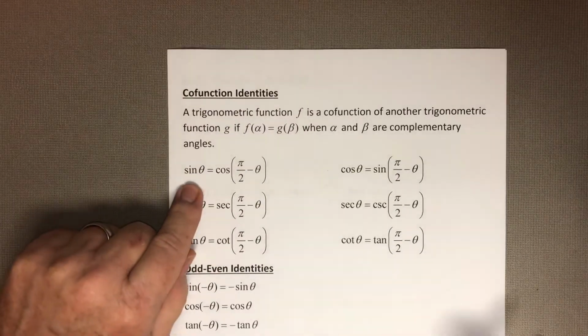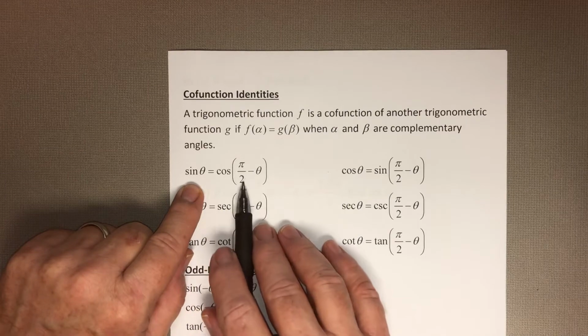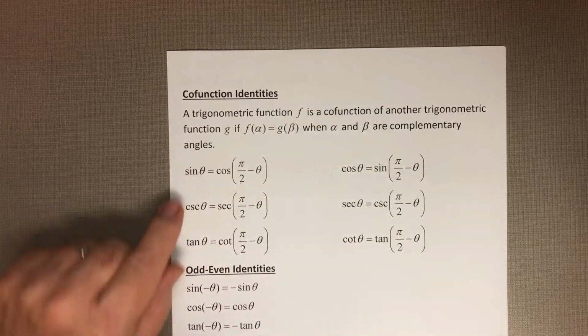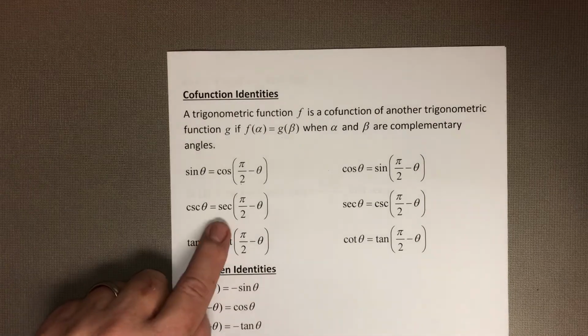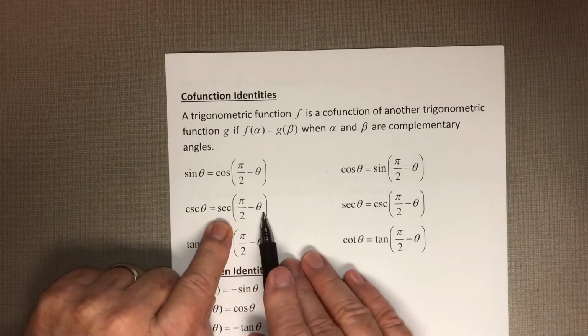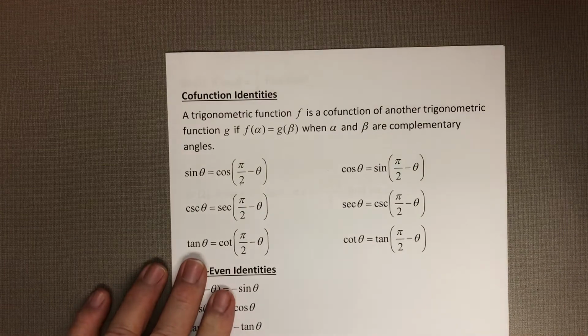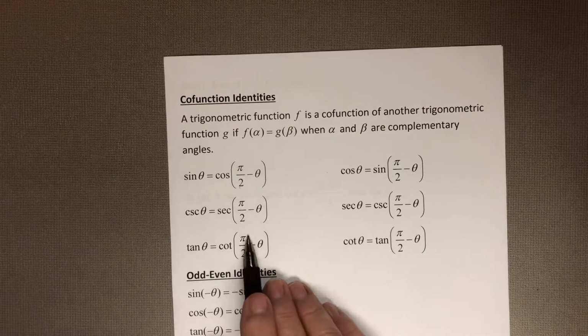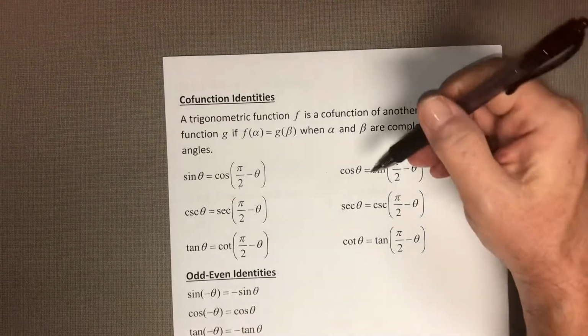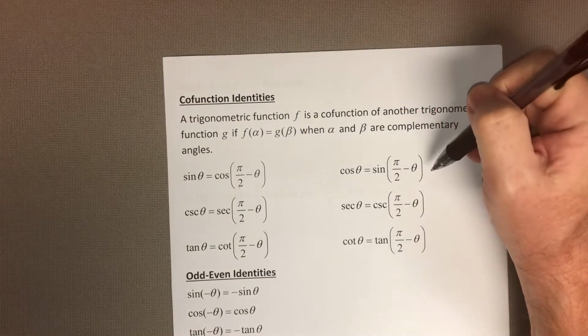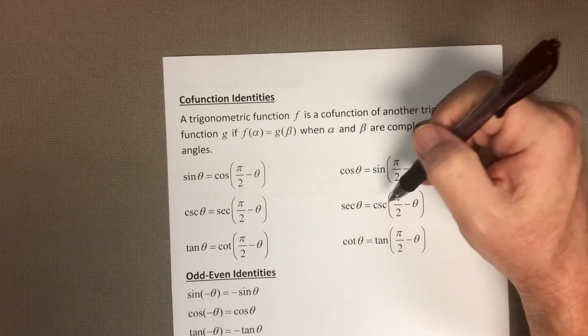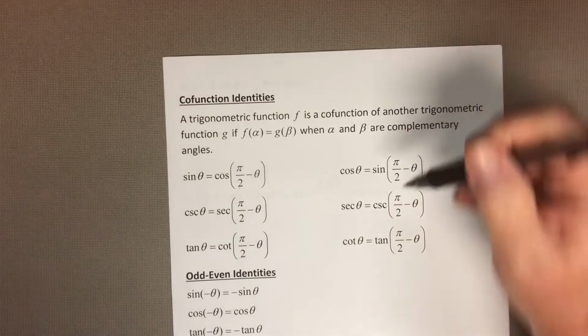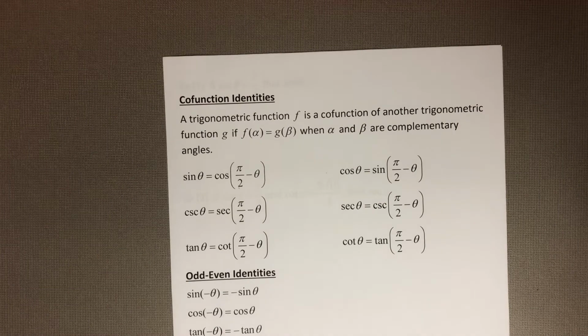The sine of theta is equal to the cosine of pi over 2 minus theta. The cosecant of theta is equal to the secant of pi over 2 minus theta. The tangent of theta would be equal to the cotangent of pi over 2 minus theta. The cosine of theta would be the sine of pi over 2 minus theta. The secant of theta would be equal to the cosecant of pi over 2 minus theta, and the cotangent of theta would be equal to the tangent of pi over 2 minus theta. These are identities that you need to memorize.